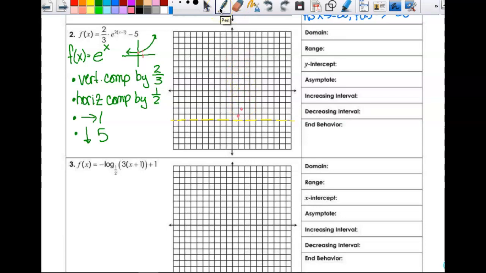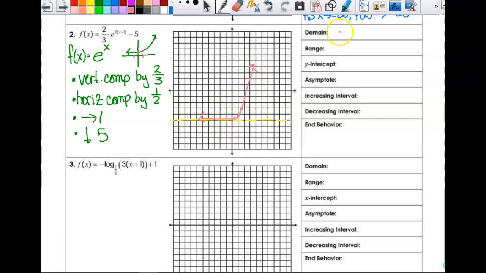Okay. So then when x is -1, y is 1 over e, which is about 0.4. So I'm going to go to -1, about 0.4. Vertical compression by 2/3 is less than 0.4, so it's like right there. Horizontal compression by 1/2. Move to the right 1, down 1, 2, 3, 4, 5. Okay, so they're kind of small and kind of stuck together, but that's what it should look like. It's going to look something like that.